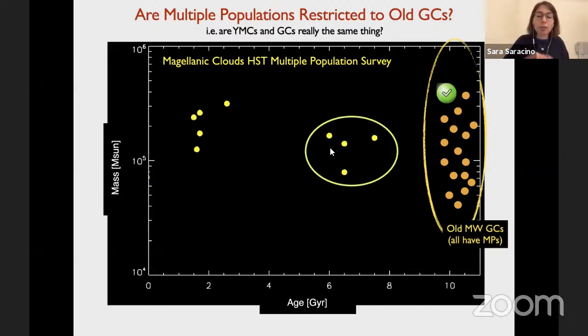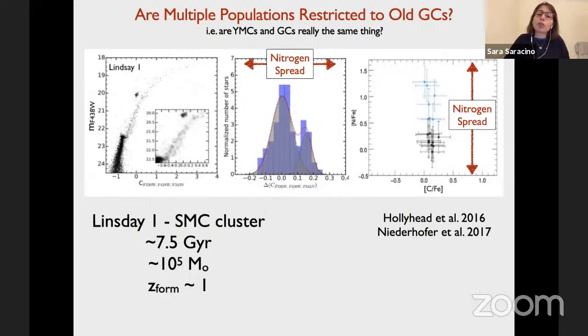intermediate-age clusters from 6 to 8 gigayears from both galaxies. And actually, I want to show you just the case of Lindsay 1, which is one of this bunch of clusters, a 7.5 gigayear-old globular cluster in the SMC, which is quite massive, more than 10^5 solar masses. And actually, you see both from the photometrical point of view and from the spectroscopical point of view that there is a clear evidence for nitrogen spread.